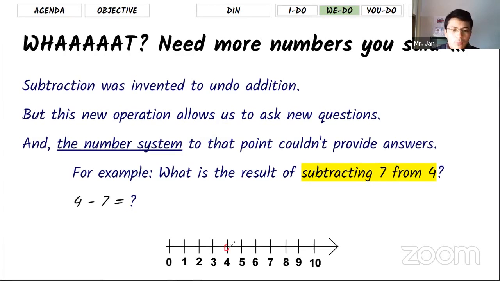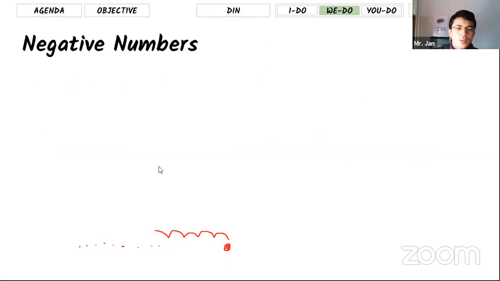And if I locate the 4 on the number line, and the action is subtracting, that means I'm going to start moving backward 7 steps, because I need to subtract 7. So 1, 2, 3, 4. And because there is no step to move back, we need something on this side, okay? And that leads us to negative numbers. We need to come up with negative numbers.